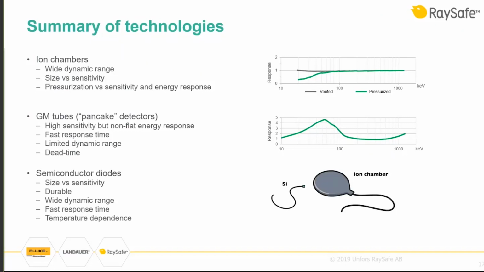Semiconductor diodes are small and robust. They have a fast response time and a wide dynamic range, but a temperature dependence that needs to be adjusted for in the instrument, if the range of the instrument requires it. As just mentioned, they also need several channels to adjust for the non-flat energy response.